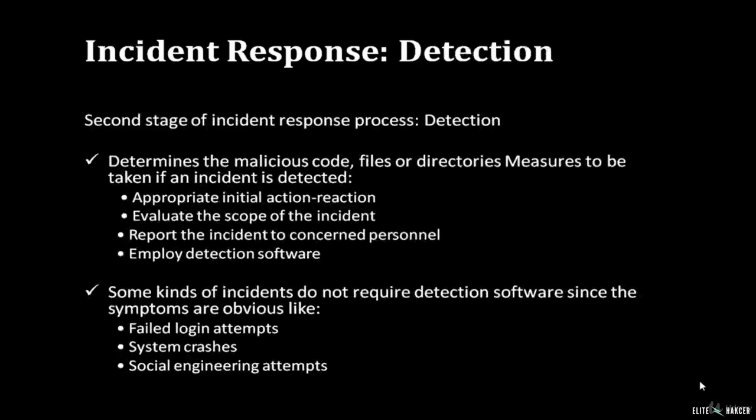Now the question that arises is how to detect the incident and what measures are to be taken if an incident is detected. We have to evaluate the scope of the incident and, after proper evaluation, report the incident to the concerned person. We have to establish detection software so that we have sufficient information about the incident, and after analysis we can come to a conclusion. But some types of incidents do not require detection software since the symptoms are obvious, like failed login attempts, system crashes, and social engineering attacks. These incidents can be easily identified by seeing the logs.